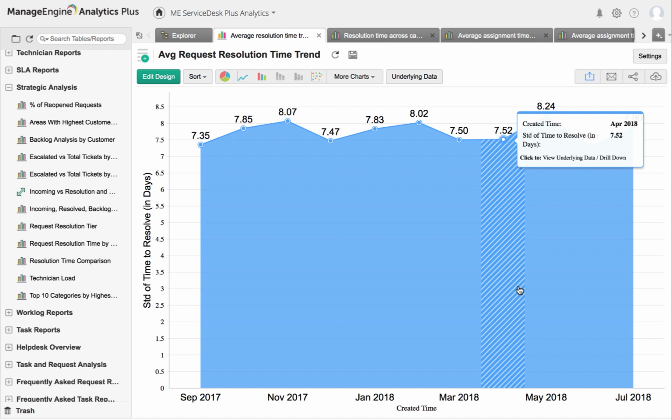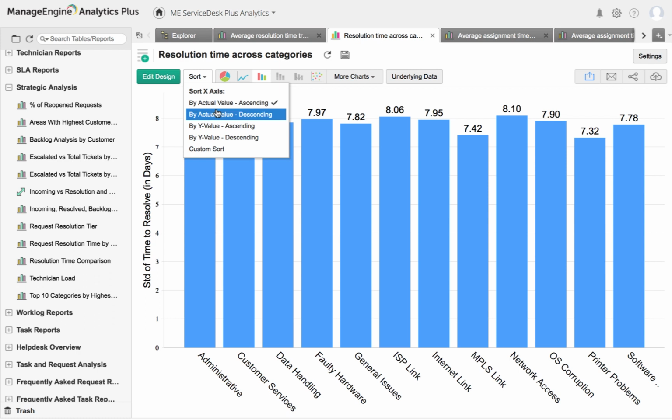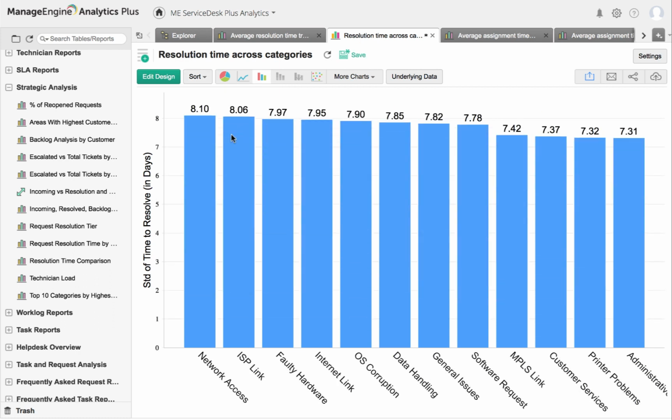Since resolution times vary greatly across different categories, a logical thing to do in addition to looking at a trend report like this is to look at resolution time averages across different categories. Now, this is a slight variation of the first report. Instead of looking at the average resolution times across different months, this report shows you the average resolution time across different categories. You can use the sort option here to sort this report from highest to lowest. What I can see in my case is that network access, ISP link, and faulty hardware issues take the longest time to resolve.